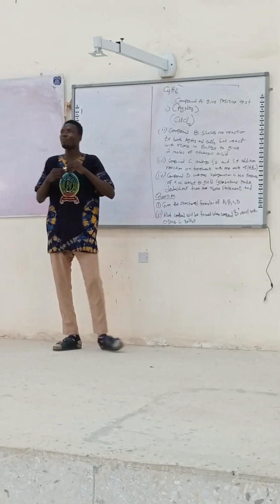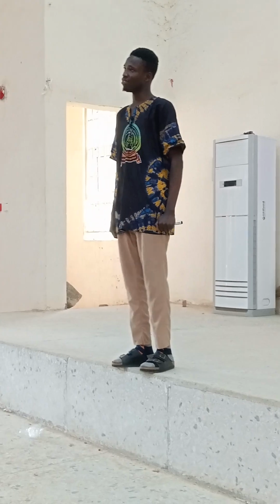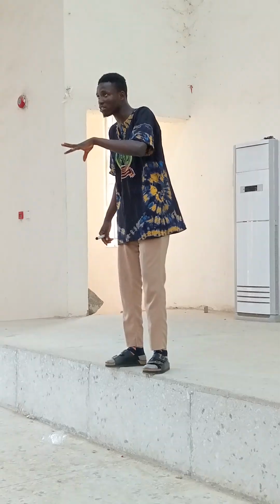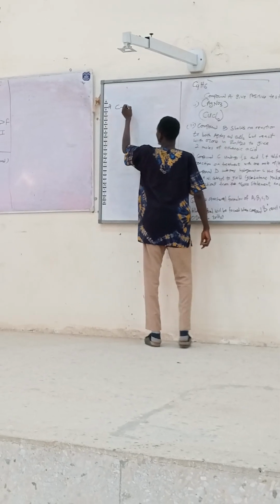Condition 1: they say compound A gives a positive test to silver nitrate and copper chloride. I have spent 3 years learning chemistry. I know that this reaction is for terminal alkynes. Terminal alkynes react with silver nitrate and copper chloride. What are terminal alkynes? Alkynes that have their triple bond at the edge. Since they have already told me that the molecular formula is C4H6, I will draw a 4 carbon chain that has a triple bond at the edge. So my A is going to be 1, 2, 3, 4.